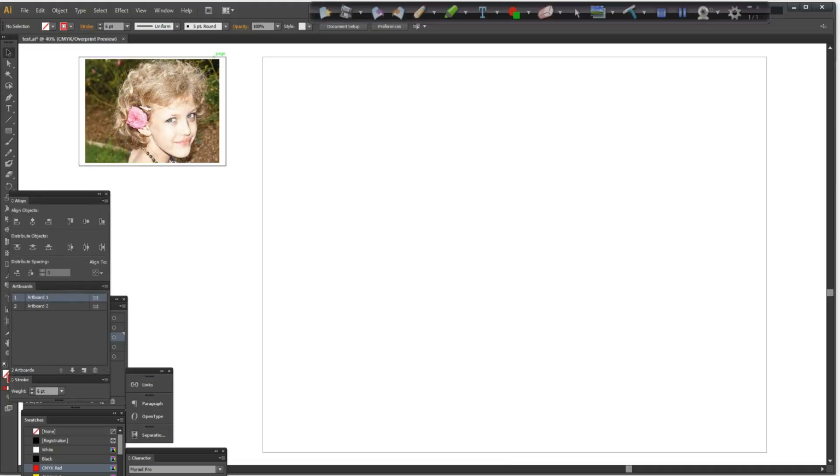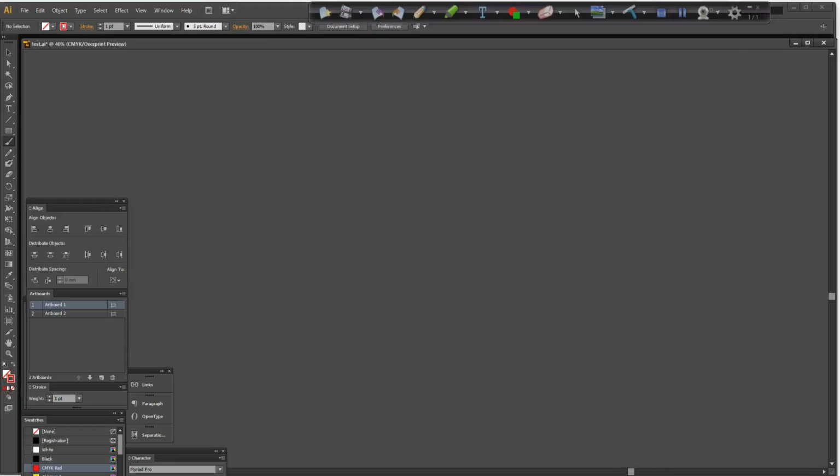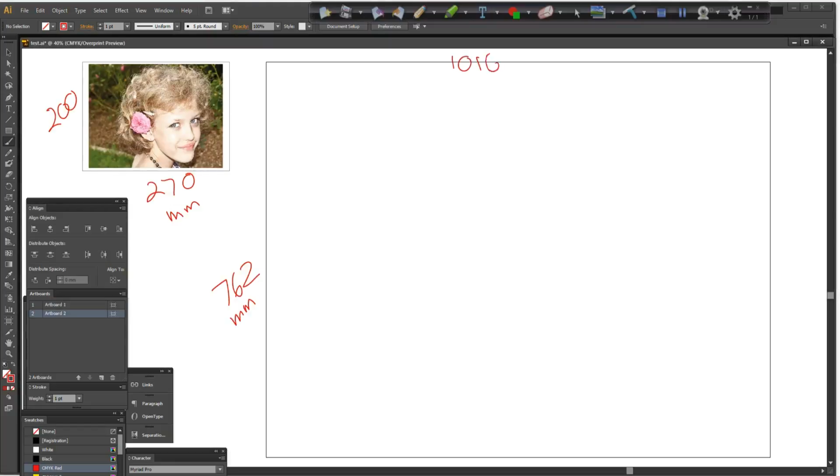Now, as you can see, the size of the drawing and the size of the canvas are vastly different. Okay, I've measured the drawing, and what I've got here is 200 by 270. This is in millimeters. Okay, that's the size of my drawing. I also happen to know that the canvas that I've got to draw on is 762 millimeters by 1016 millimeters.